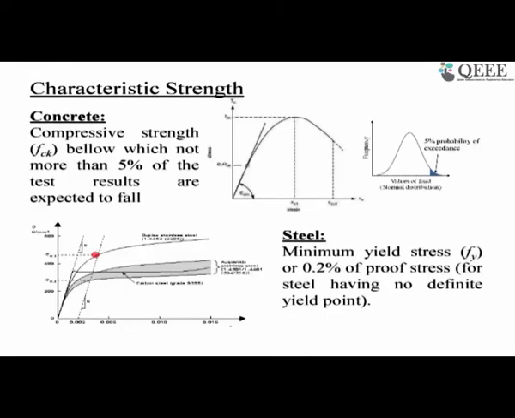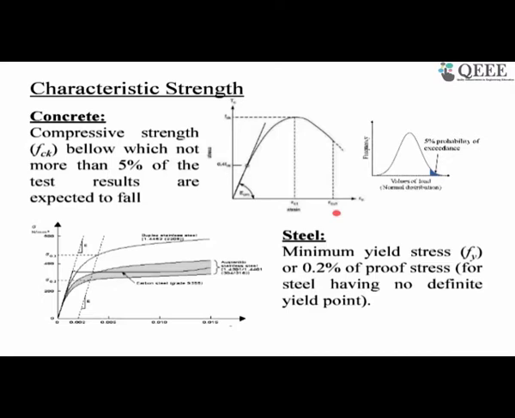Now the characteristic strength of steel is this. If it is mild steel, then this is the characteristic strength, but if it is not mild steel, if it is a high tensile strength bar, which does not have a well defined yield point, we take the yield stress equal to the 0.2% proof stress, meaning the stress which corresponds to 0.2% strain. Now the standard notation that we use for concrete is fck, the characteristic strength of concrete, and the notation we use for steel is fy, the characteristic yield strength of steel.